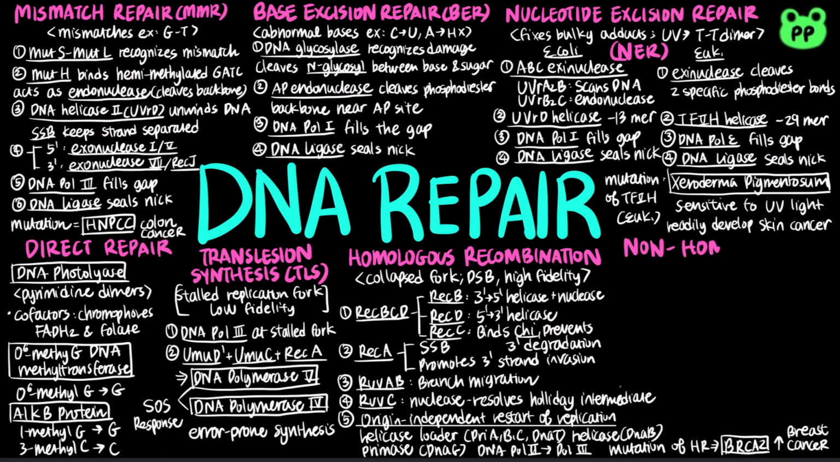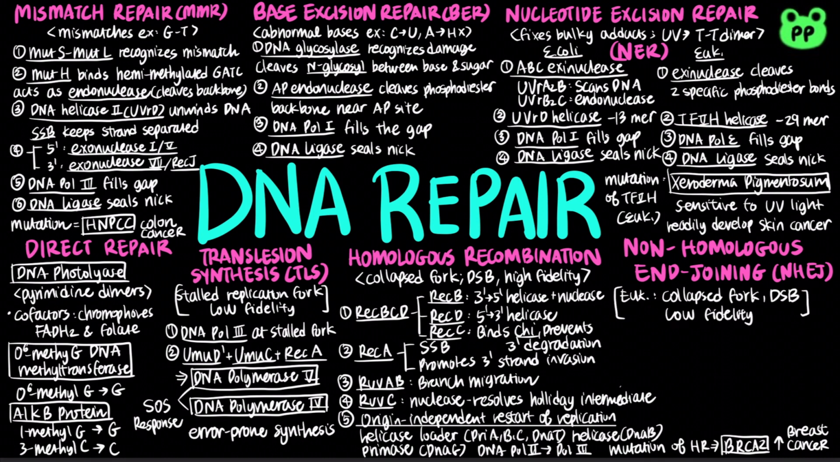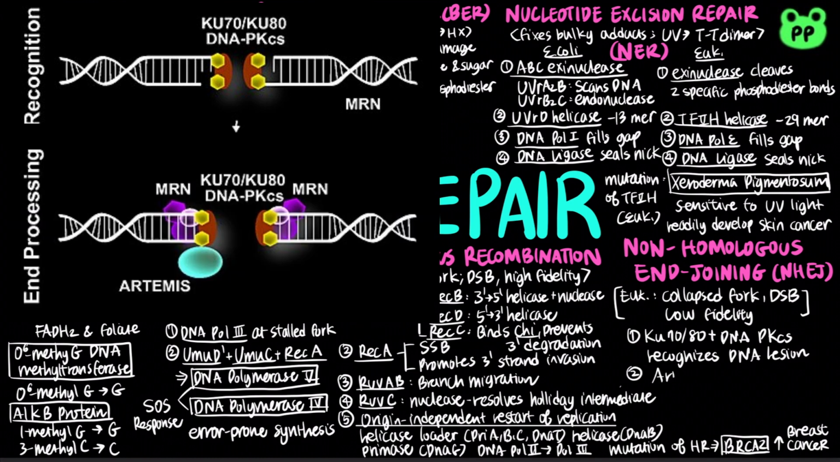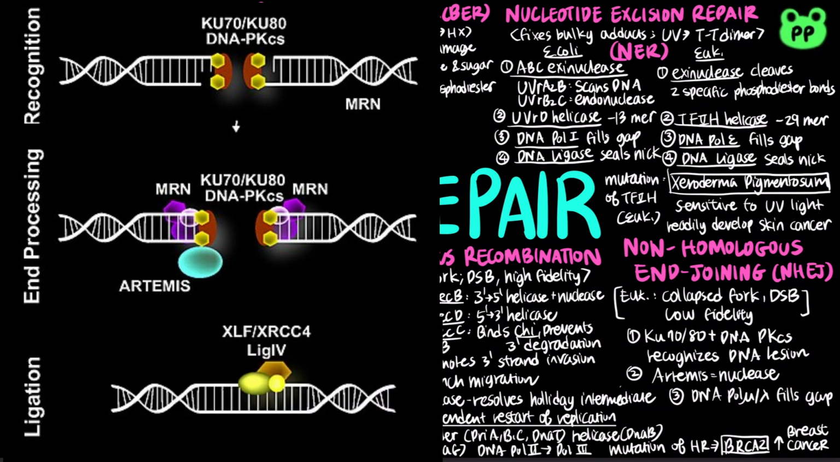In eukaryotes, collapsed replication fork and double-strand break can also be repaired by a low-fidelity mechanism known as non-homologous end-joining. First, a heterodimer consisting of Ku70 and Ku80 forms a complex with DNA-dependent protein kinase catalytic subunit, also known as DNA-PKcs. The complex recognizes and binds to the double-strand break. Next, the Artemis nuclease removes damaged or mismatched nucleotides, and DNA polymerases lambda and mu fill in the gap. Finally, DNA ligase 4, which forms a complex with a cofactor XRCC4, seals the nick.